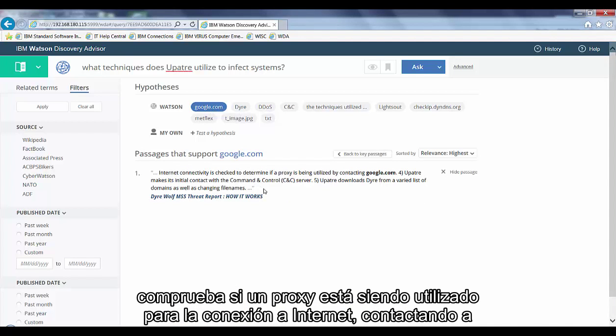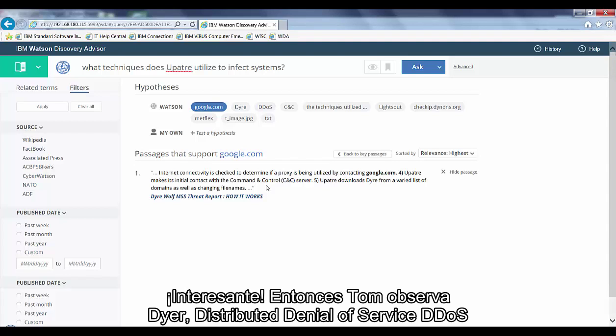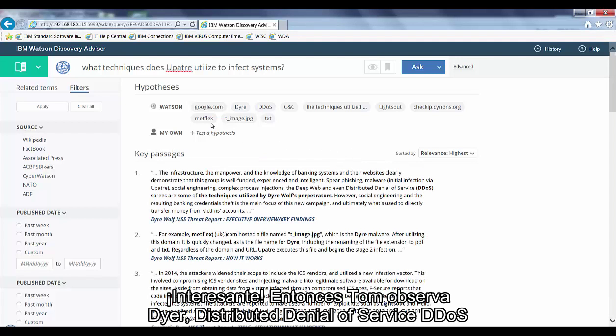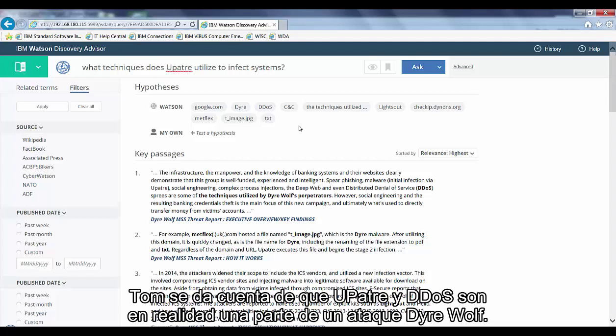And he learns that Uptree checks if a proxy is being used for internet connection by contacting Google.com in order to connect to command and control servers to download dire. Interesting. Tom then notices that dire, distributed denial of service, DDoS, and CNC, command and control, are the next ranking hypotheses. From Watson's answers, Tom realizes that Uptree and DDoS really are part of a direwolf attack.